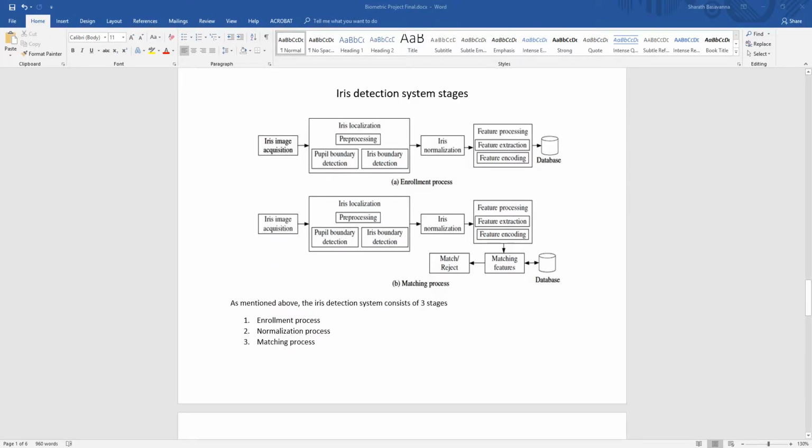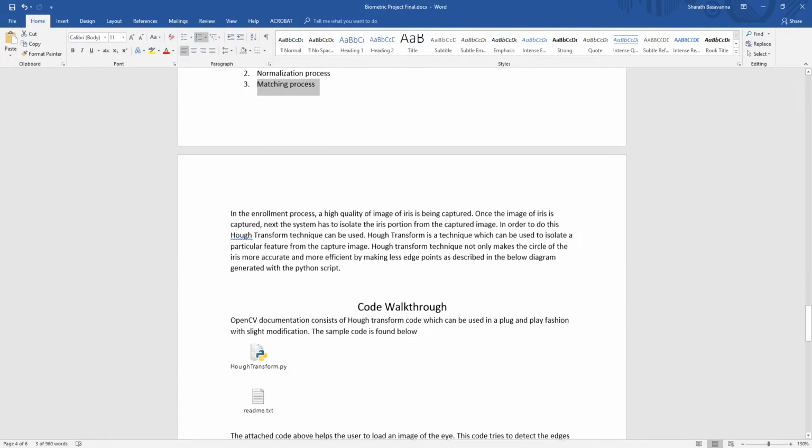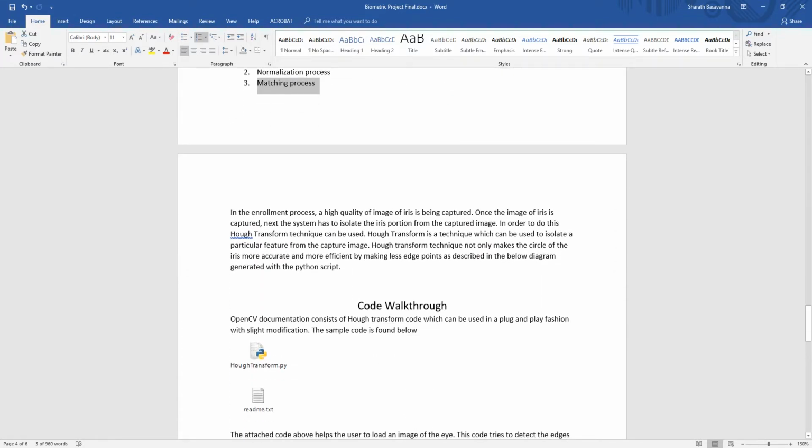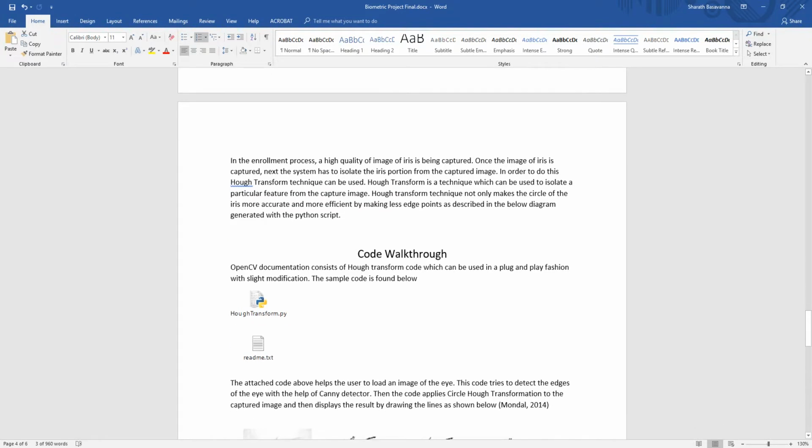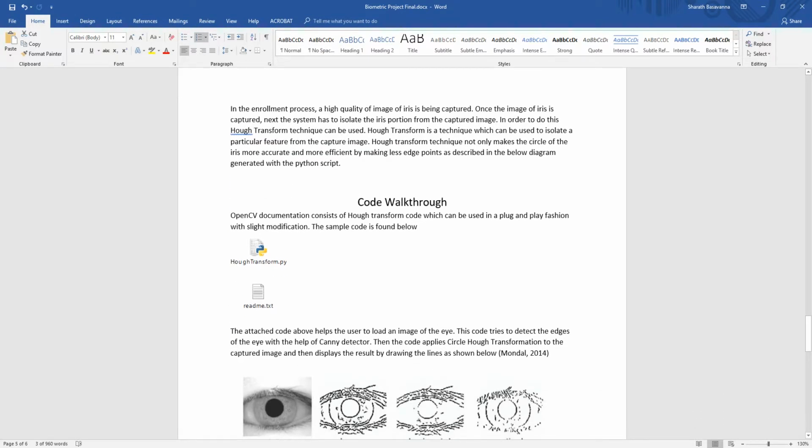As you can see here, the iris detection system consists of 3 stages: the enrollment process, the normalization process, and the matching process. It's the same thing I have explained here. To achieve this, I have used the Hough transformation technique, and I will go over the code of what I did.